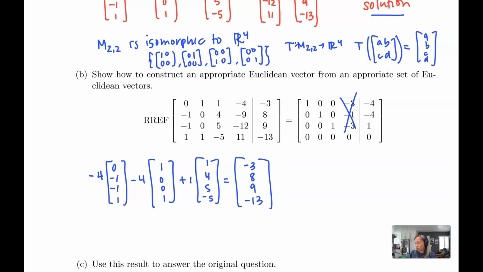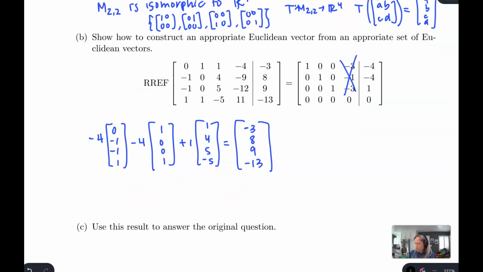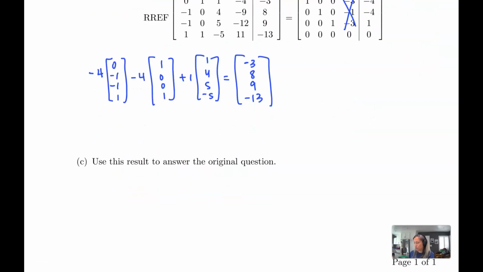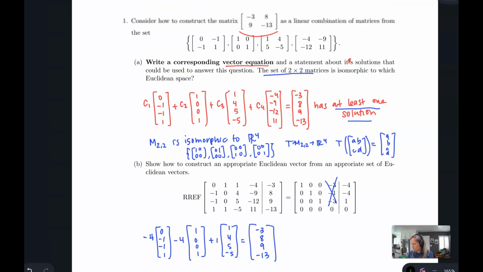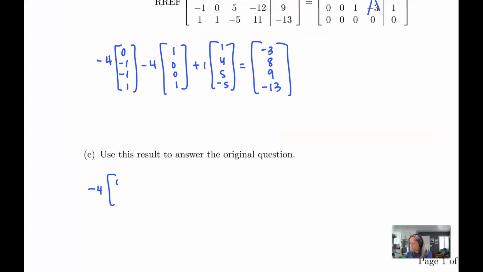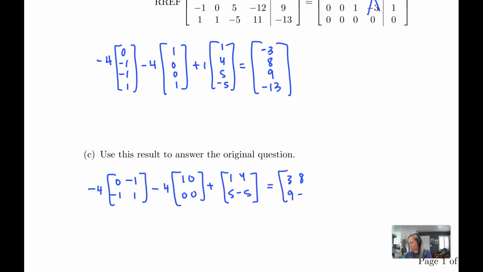No need to check your work unless you just want to verify, but even looking at this last element, -4, -4, minus 5 is a -13. And then part C, it says use this to answer the original question. The whole point was, is this one matrix a linear combination of the other matrices? So we're just going to go ahead and convert these things back to our matrices to show that this result works whether we're in matrices or in our column vectors because of that isomorphism. That's the power of all of this. So that was the last step of this problem. It's all you had to do.